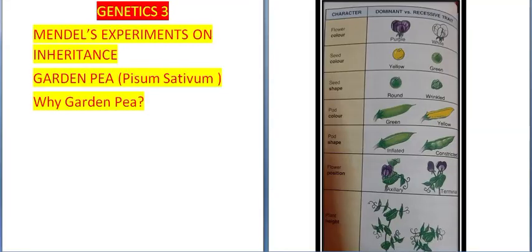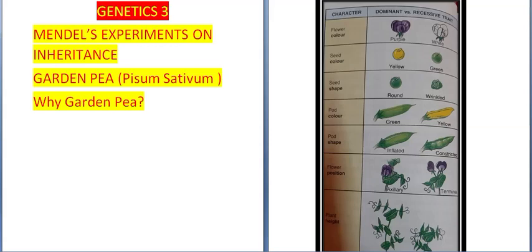Today we will be studying about Mendel's experiments on inheritance. Gregor John Mendel was an Austrian monk who conducted breeding experiments on garden pea. Its scientific name is Pisum sativum, and his findings became a milestone in biology.